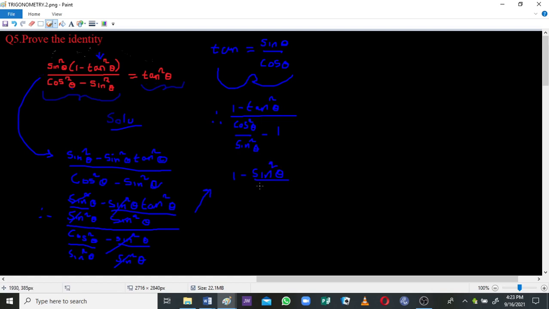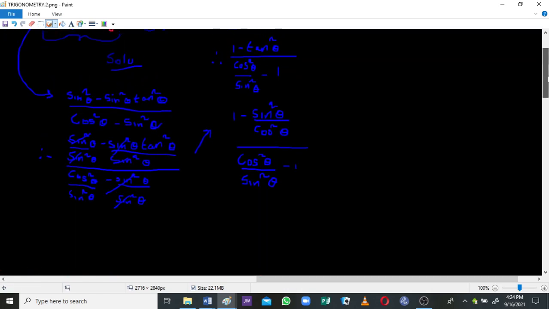Over cos squared theta, right? Divide by our numerator, which is cos squared theta. That's cos squared theta over sine squared theta, right? Minus 1. Okay, so this is what we are going to have there.